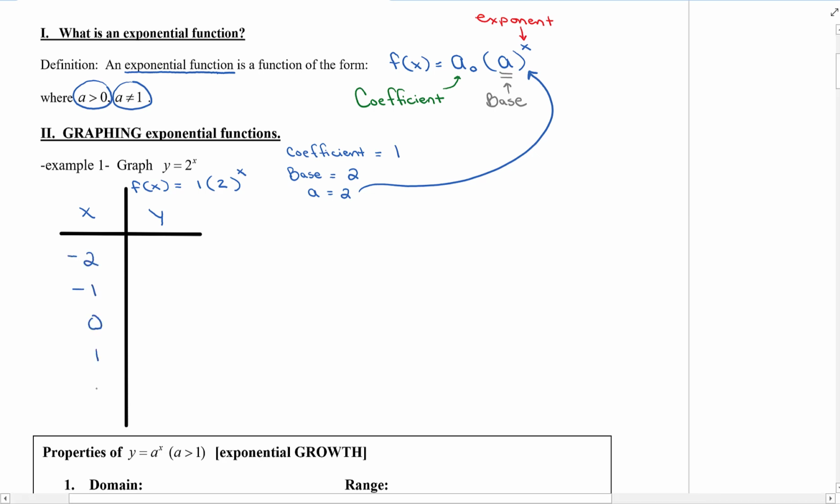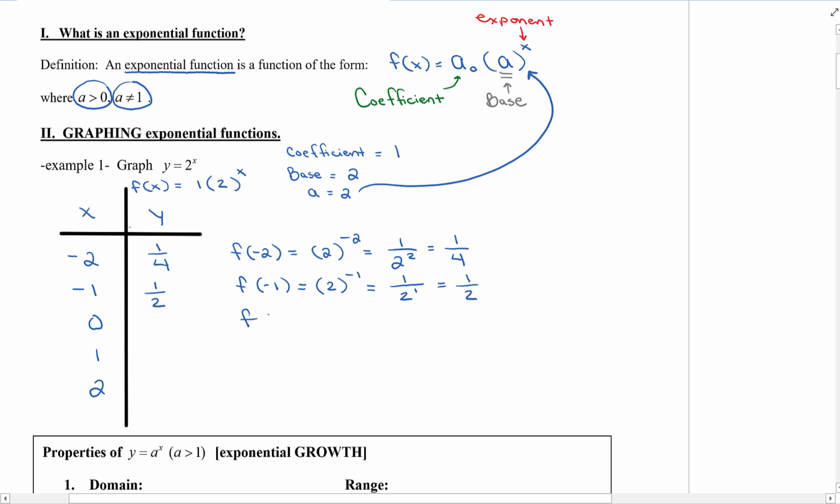In order to come up with those y values, I'm going to show the work right here on the right-hand side. So let's start off with f of -2 is equal to 2 raised to the -2 power, which is equal to 1 over 2 squared, which is equal to 1/4. So for that first value, it's going to be -2, 1/4. f of -1 is equal to 2 raised to the -1 power, which is equal to 1 over 2 to the first, which equals 1/2.